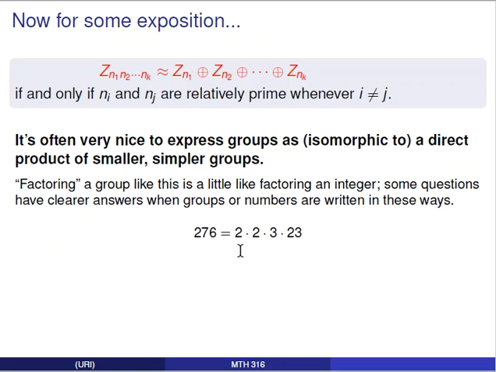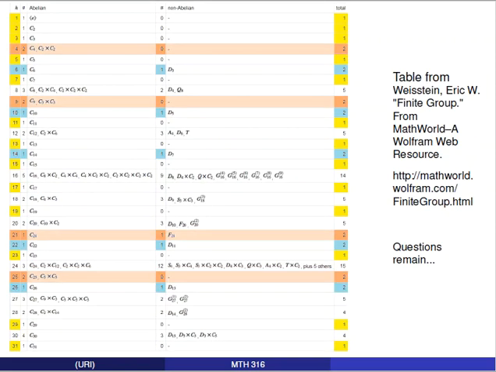Now, just like happens when you factor an integer into primes, you can answer some questions a lot more simply. For instance, I could take a look at 276 and I could instantly know whether 7 divided it evenly or whether the square root of this is an integer if I was able to look at the prime factors. Now, in the same way, knowing how a group can be broken down as a direct product of smaller groups will help us to answer certain questions a lot more easily.